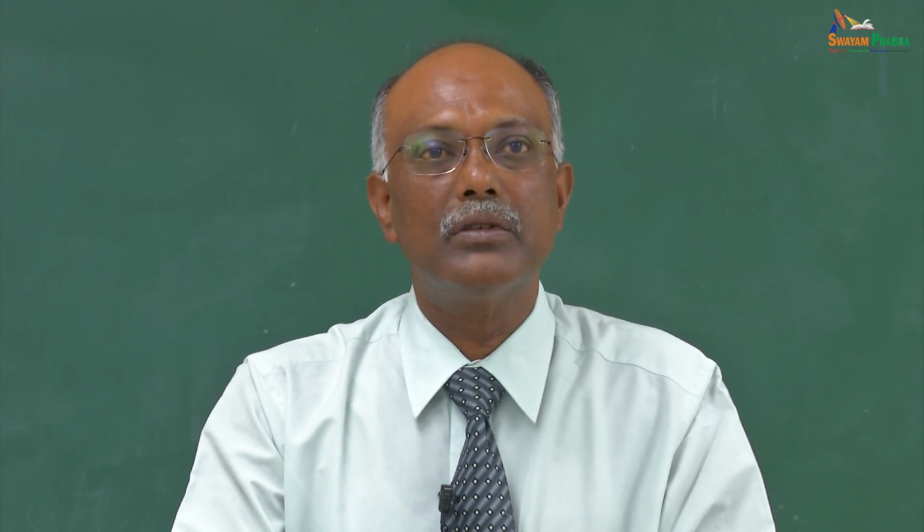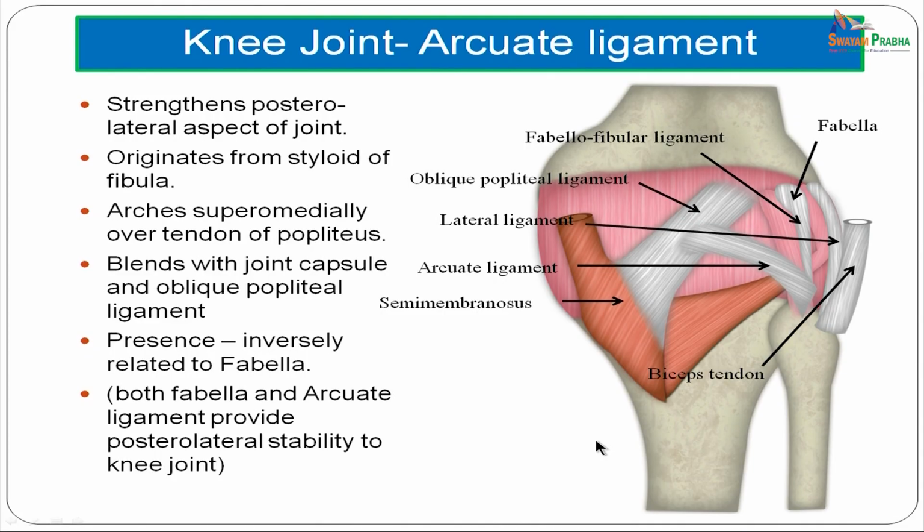So that is about the oblique popliteal ligament. And now we come to the next extrinsic ligament, which is the arcuate ligament. If you notice in this particular picture, this is the styloid process on the head of the fibula. You notice this ligament extending upwards and arching medially and blending into the oblique popliteal ligament. This particular ligament is the arcuate ligament and arches over the popliteus tendon.